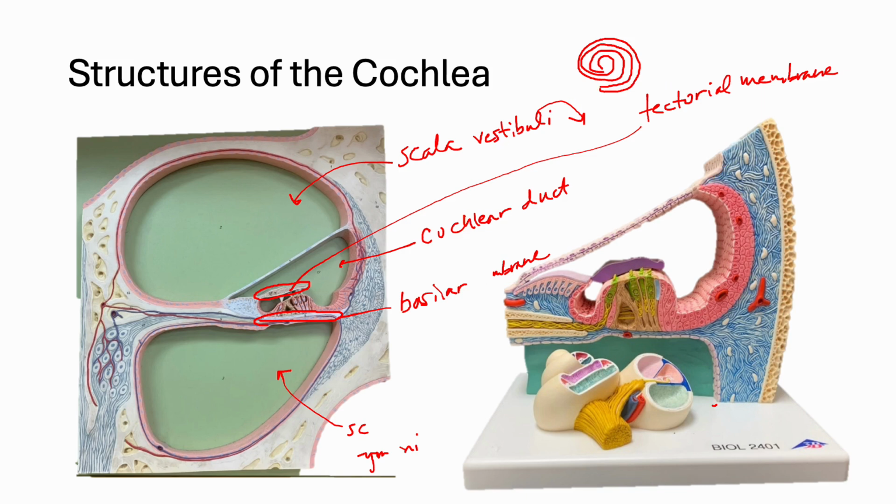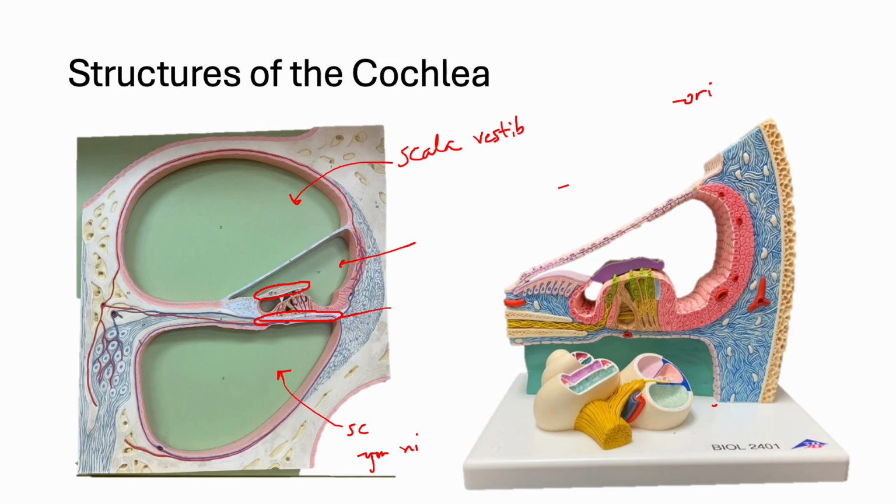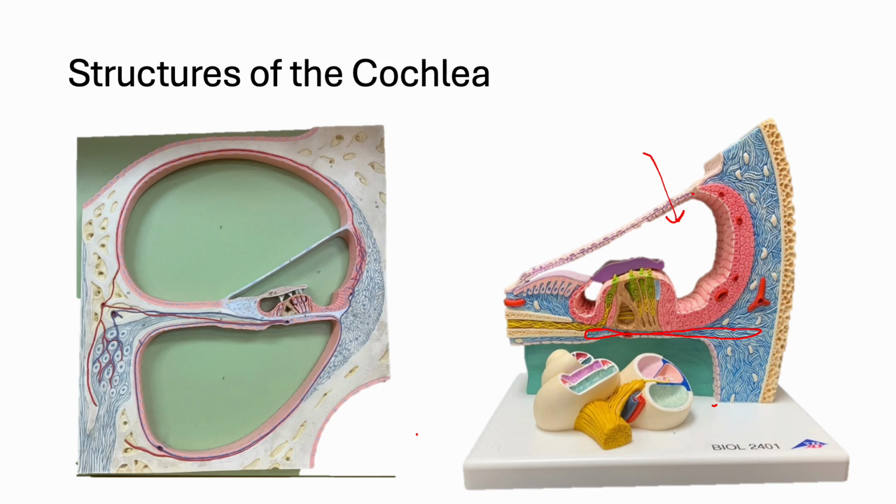Okay. So we can look at this other model and look specifically at these special hair cells. In lecture, we'll talk more about all the details of how this works, but we need to at least identify the models. So this is our cochlear duct. This membrane right here is our basilar membrane.